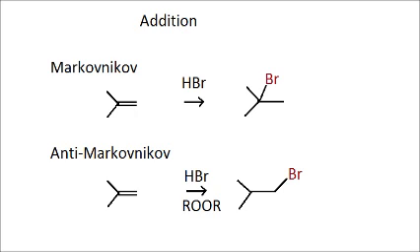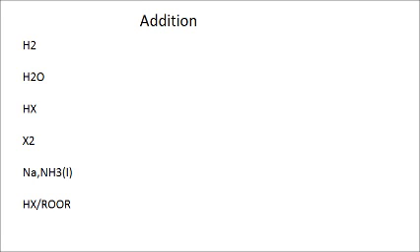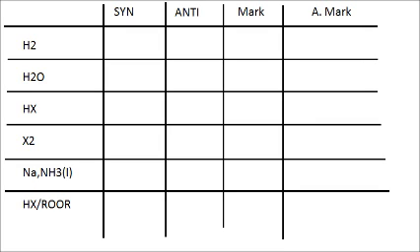Let's make another chart to simplify addition reactions. So we've got syn, anti, Markovnikov, and anti-Markovnikov. Hydrogenation is always syn addition. You will never have anti-addition. Markovnikov and anti-Markovnikov are pretty much useless for this. That doesn't really matter. H2O, we're talking about making alcohols here.